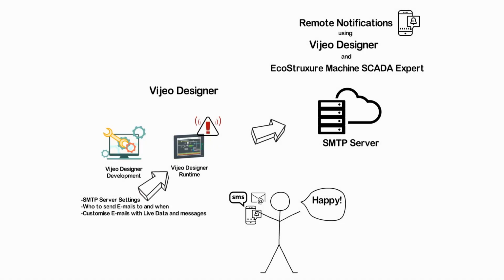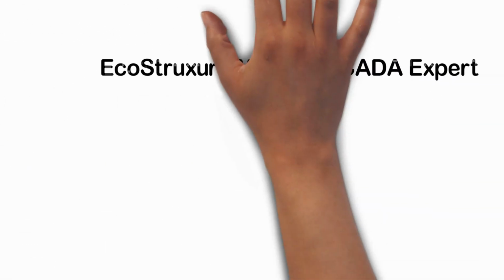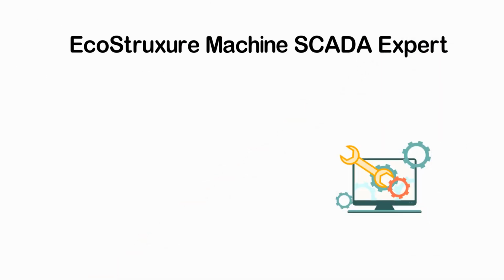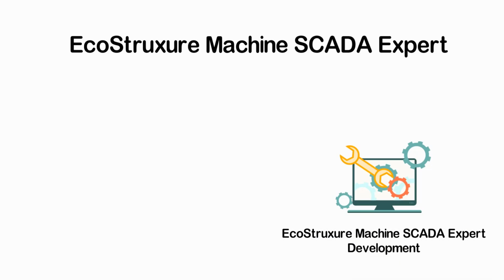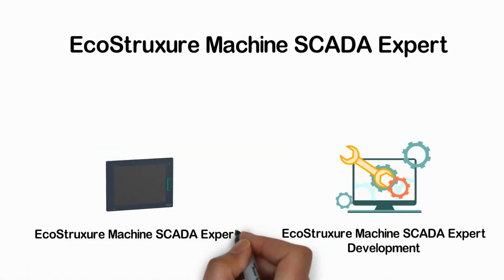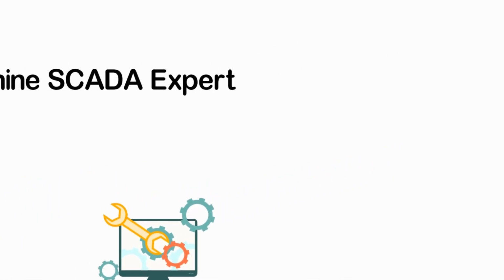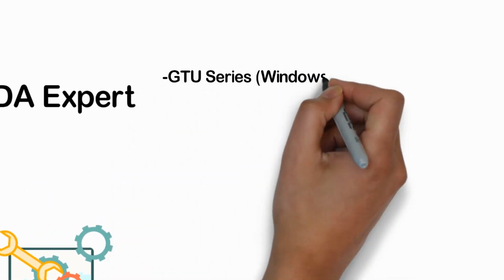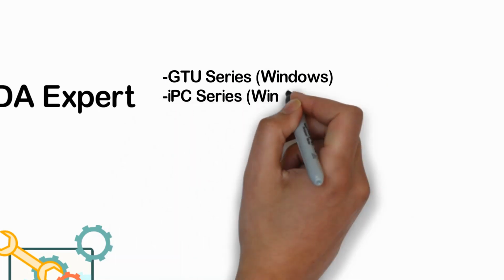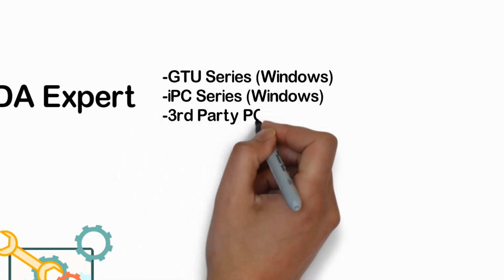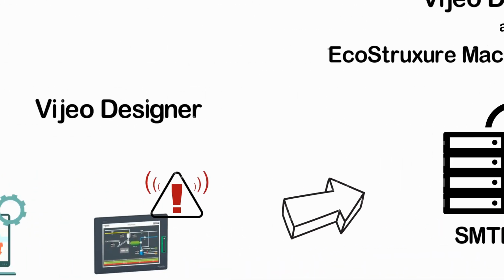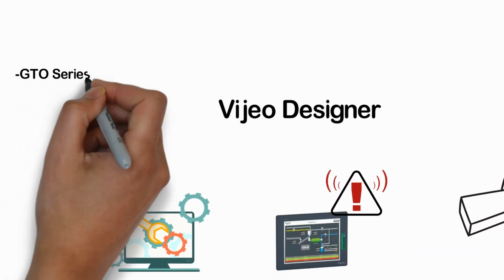Back at the whiteboard. Now that we have covered Vijeo Designer, let's take a look at EcoStruxure Machine SCADA Expert. So, like Vijeo Designer, EcoStruxure Machine SCADA Expert has a build time and a run time. Unlike Vijeo Designer, the run time is limited to only run on Windows-based HMIs. This can be our Magellan GTU series, IPC series, or a third-party PC or white box, as some call them.